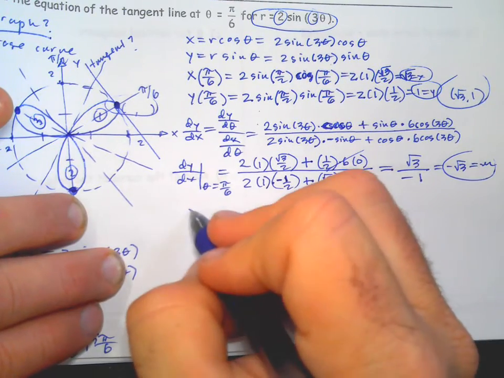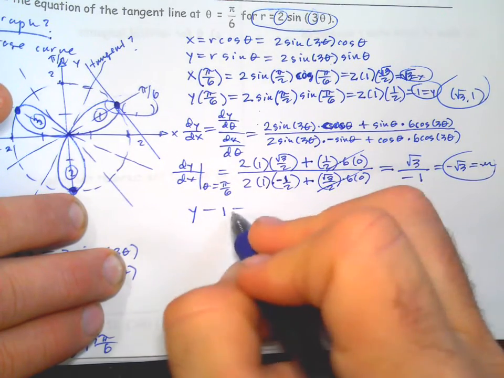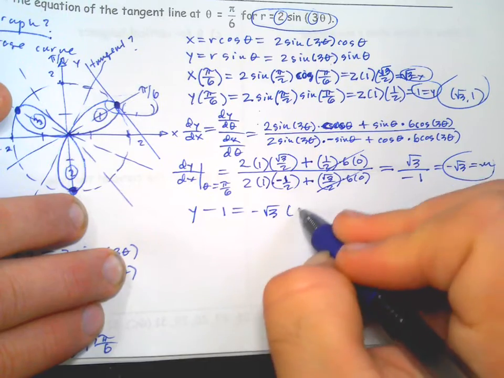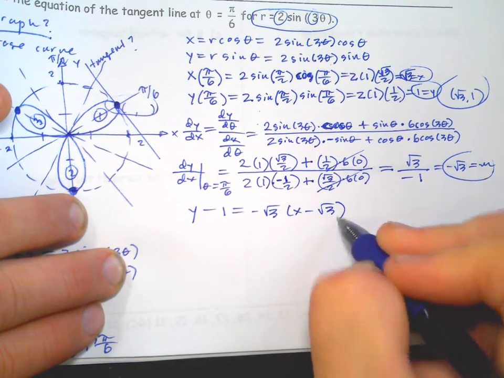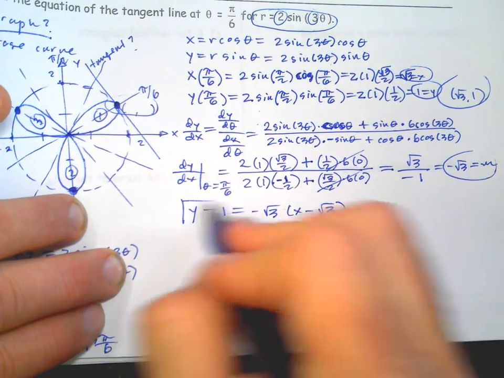So the equation of the line now is super easy. It's y minus 1 equals negative root 3 times x minus root 3. Point slope form, good enough.